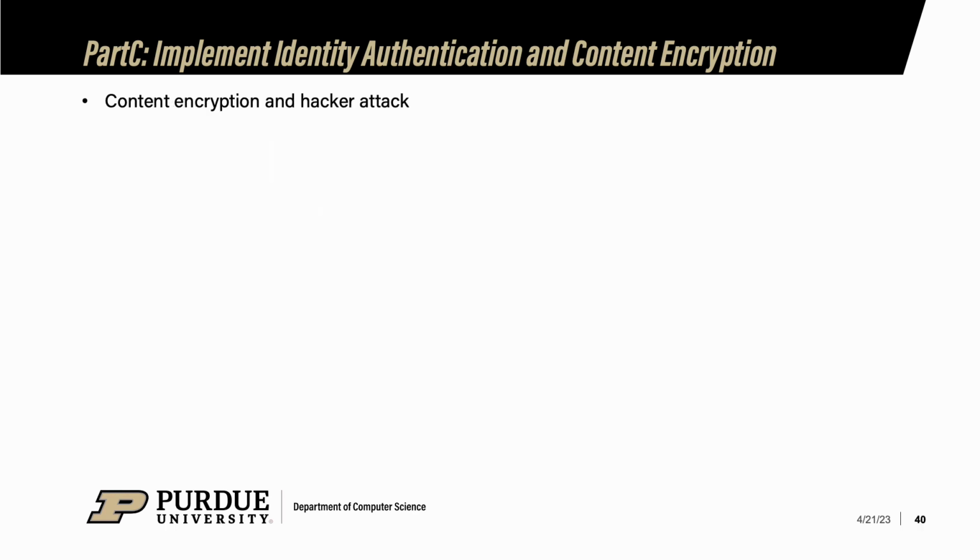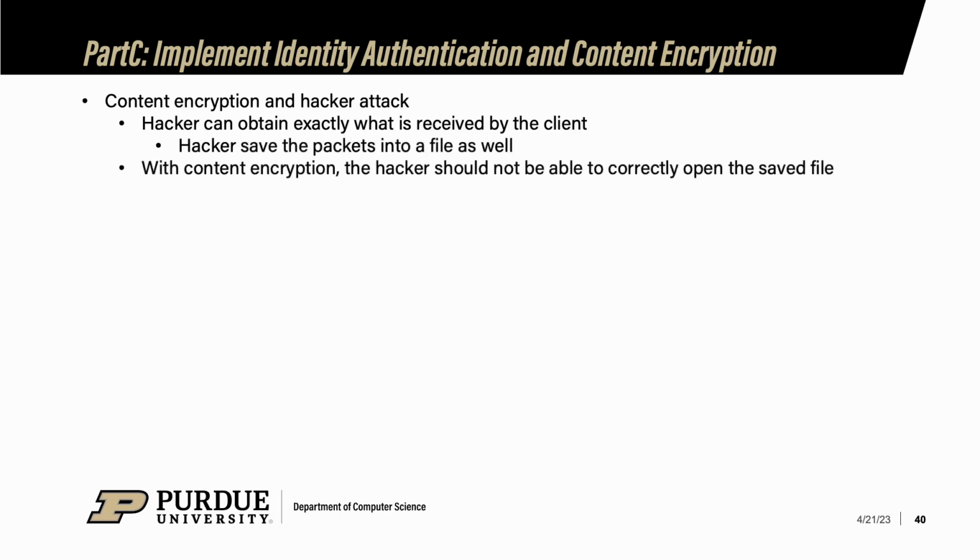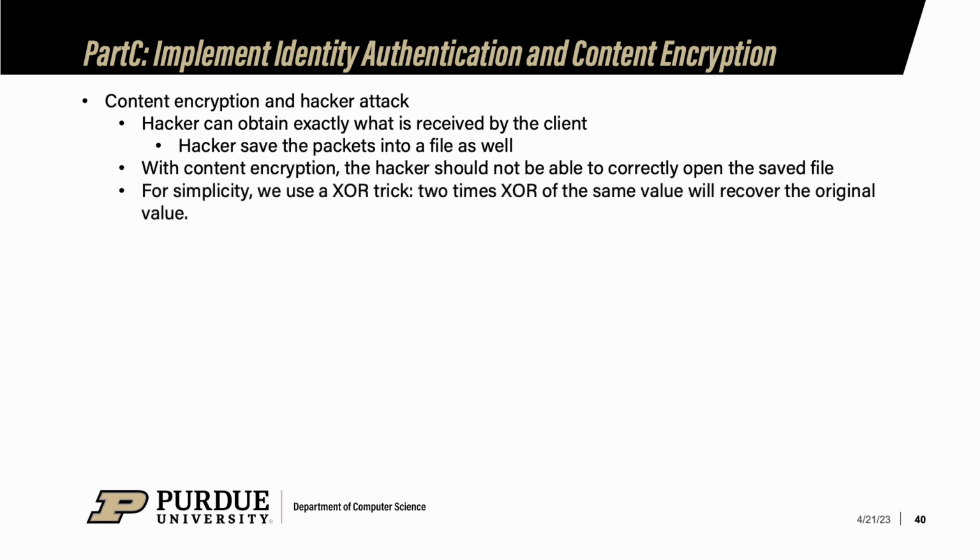We also need to simulate a hacker that may be able to sniff all the packets received by the receiver. In the simulation, the hacker receives the same packets received by the receiver and saves them into a file. To protect the data transmission, we further implement a content encryption algorithm. If it is implemented correctly, the hacker should dump a garbage file instead of a copy of the file from the receiver. For simplicity, we use an exclusive or trick.